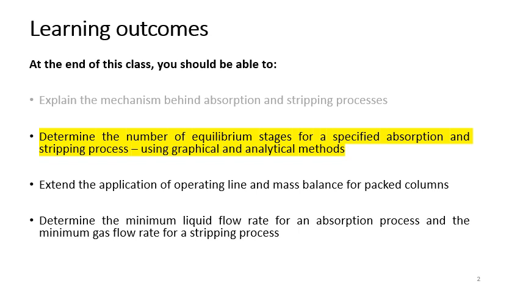Okay, so the learning outcomes. The first learning outcome has supposedly been achieved in the previous part. So in this current video, you should be able to determine the number of equilibrium stages for a specified absorption and stripping process using both graphical and analytical methods. And the rest of the learning outcomes will be continued in part 3.